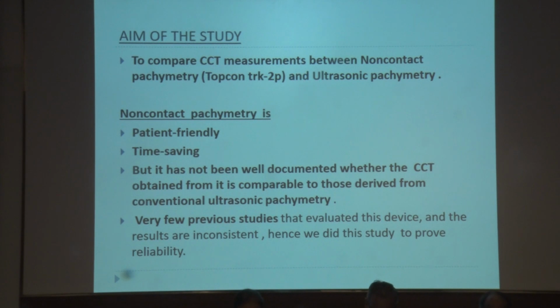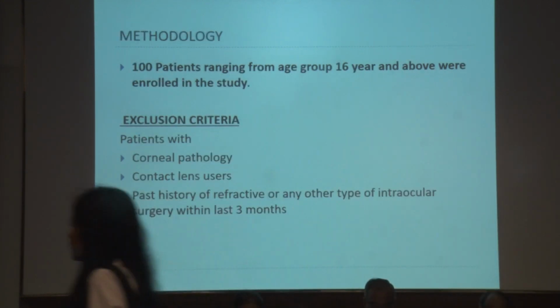So the aim of our study was to compare the central corneal thickness measurement between the non-contact pachymeter, Topcon TRK-2P, and the ultrasonic pachymeter. Nowadays the non-contact pachymeter is constantly used as it is patient friendly and time saving, but it has not been well documented whether the CCT obtained from it is comparable to those derived from the conventional ultrasonic pachymetry. As very few previous studies have evaluated this device and the results are inconsistent, we did this study to prove the reliability of the non-contact pachymeter.